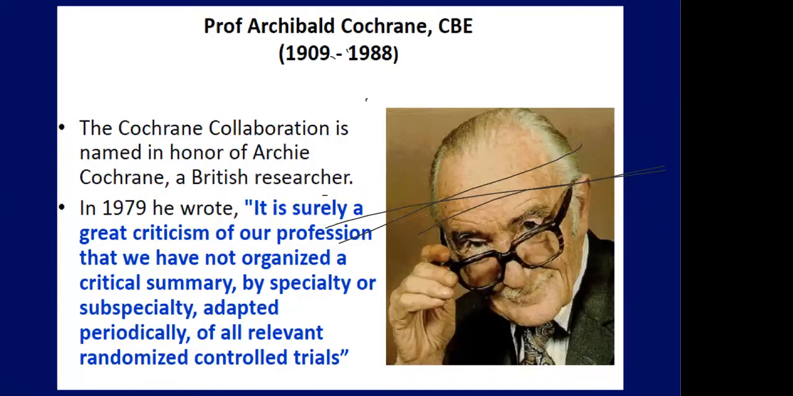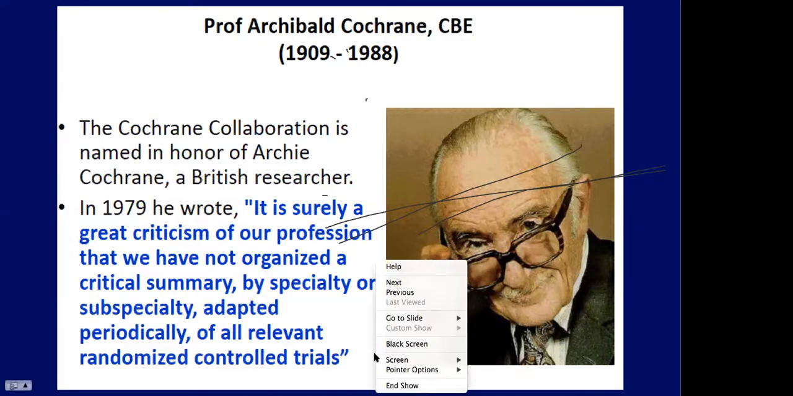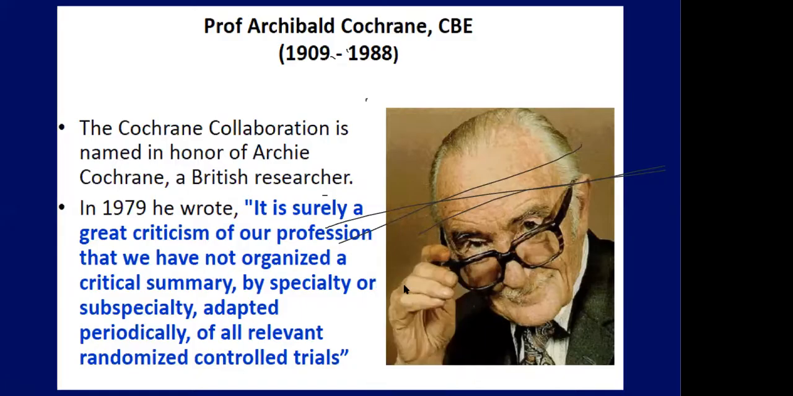Now, before we go into the specifics, this is another important person that all of us should acknowledge, and this is Professor Archibald Cochrane. Now, what did Cochrane do? He was actually surprised during his time that there was no way that we could have a critical appraisal or a summary of the lot of literature that was available in medicine. So he put together this group that we refer to now as the Cochrane Collaboration, and this was named in his honor as the Cochrane Group or the Cochrane Collaboration. So this is what this very important gentleman also did.